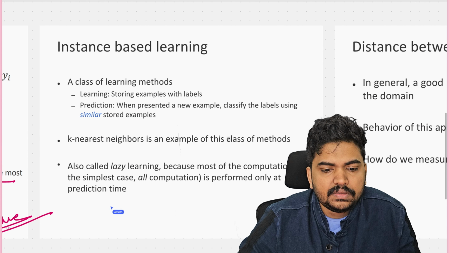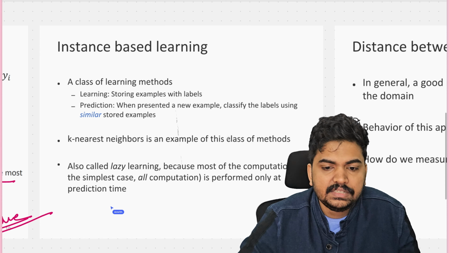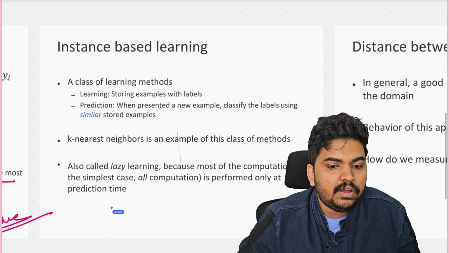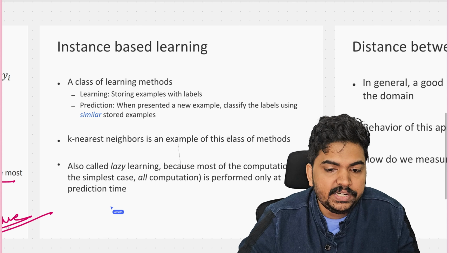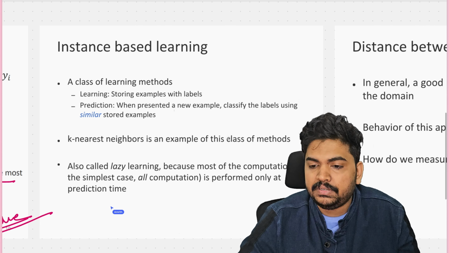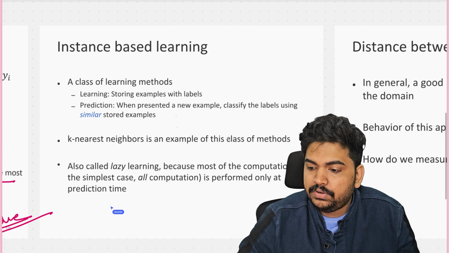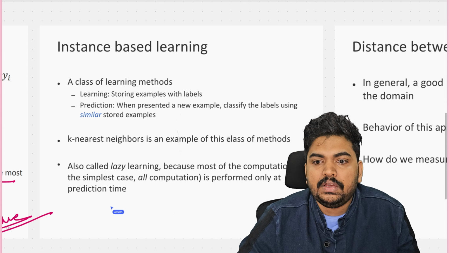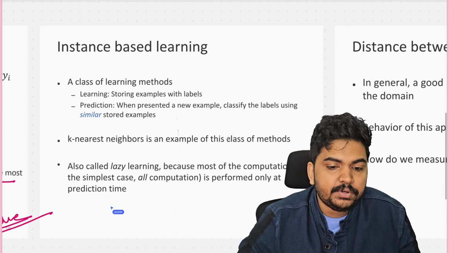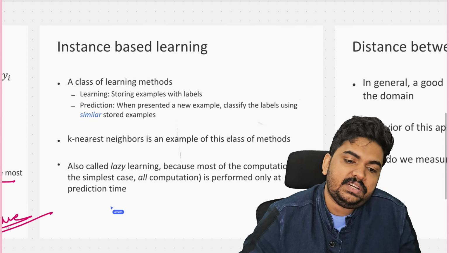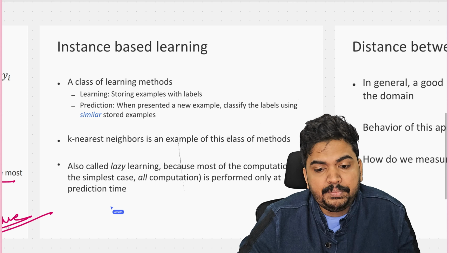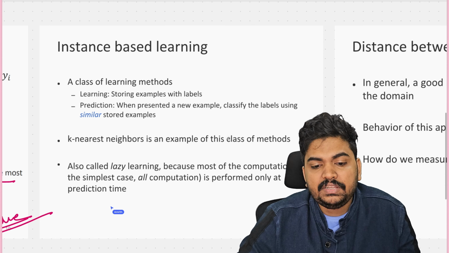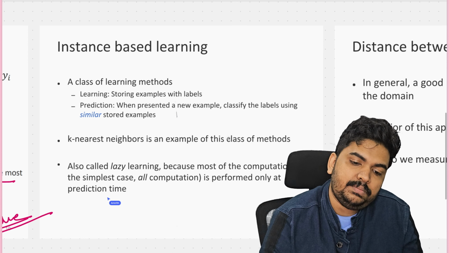So k nearest neighbors are generally seen as an instance-based learning. It is a class of learning methods where the learning is pretty straightforward. It is just storing examples with labels. In computer science also, we might have encountered this computation versus storage trade-off. So here, there is no computation per se other than just storing the examples when it comes to learning. And prediction, that is when presented with a new example, we classify the labels using the similar stored examples.